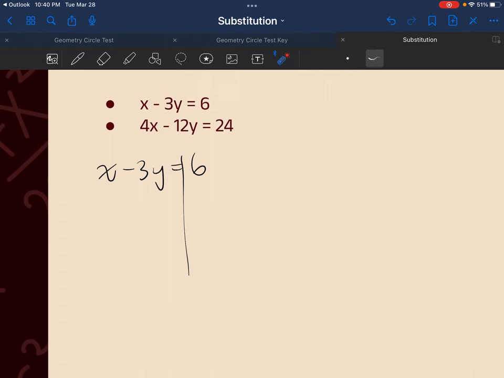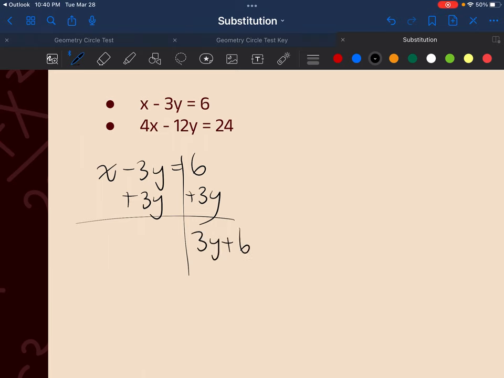How do I get X by itself? Well, I have to get rid of -3Y. How do I get rid of -3Y? We're going to add 3Y. We are left with 6 plus 3Y, which you cannot combine because the bottom one has a Y and the top one doesn't have a Y. So it's going to be 3Y plus 6 is equal to X.